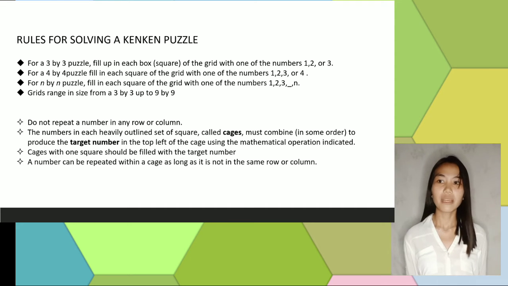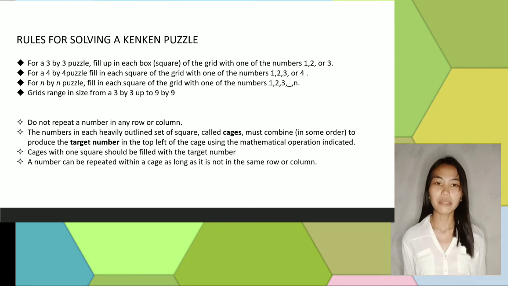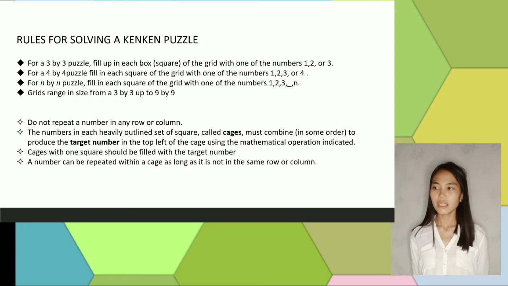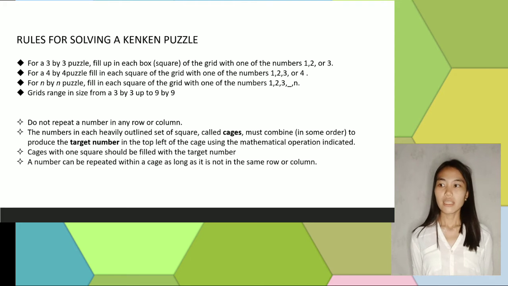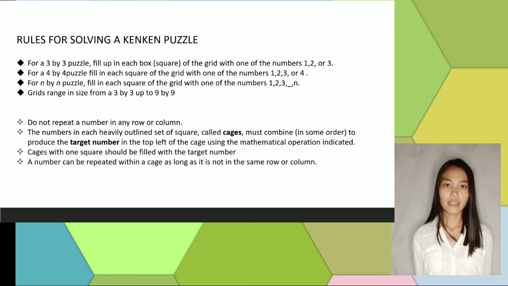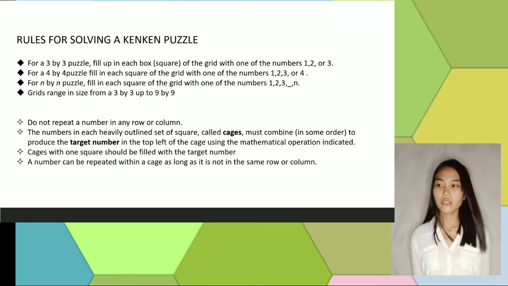Grids range in size from a 3x3 up to a 9x9. Do not repeat a number in any row or column. The numbers in each heavily outlined set of squares, called cages, must combine in some order to produce the target number in the top left of the cage using the mathematical operation indicated.